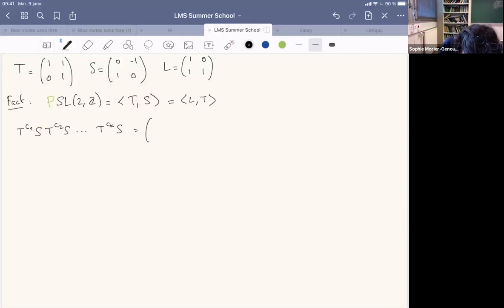This gives a matrix. I don't really bother about the second column, but that's cool. It's also an easy fact, actually it's on the exercise sheet, that the ratio of what you have in the first column gives you the rational with continued fraction expansion C1, C2, Ck.